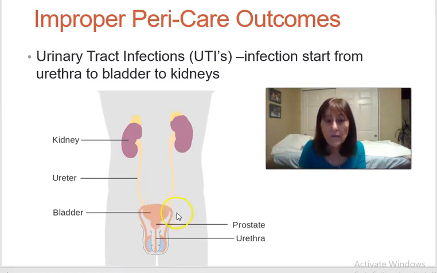Okay, so if they get a bladder infection, then that's a urinary tract infection. But literally, it could keep going up those tubes, the ureters, and go into the kidneys. And a kidney infection is serious stuff. So we want to prevent any urinary tract infections, because then the patient ends up on antibiotics, and that could be a problem for them. And every medicine has side effects.